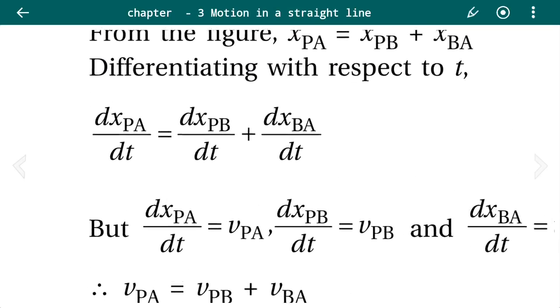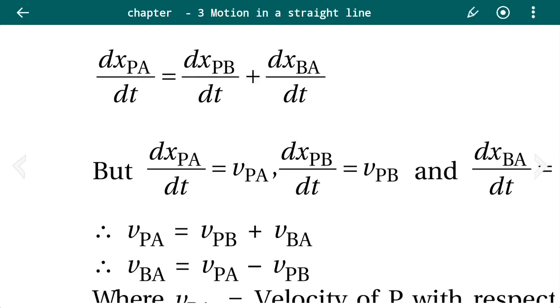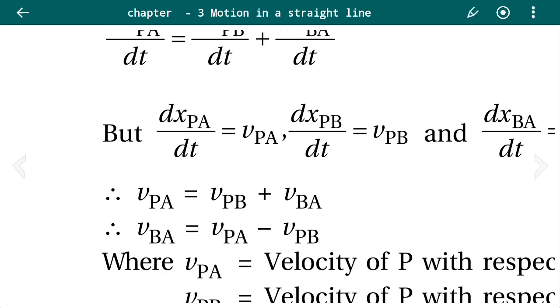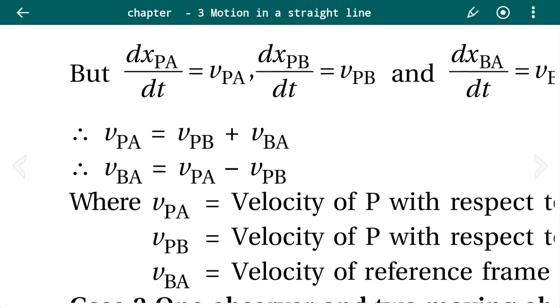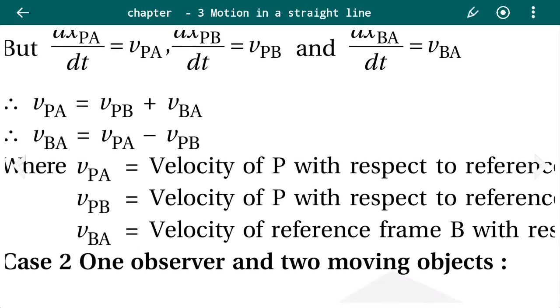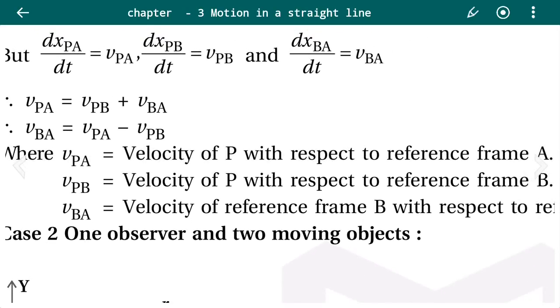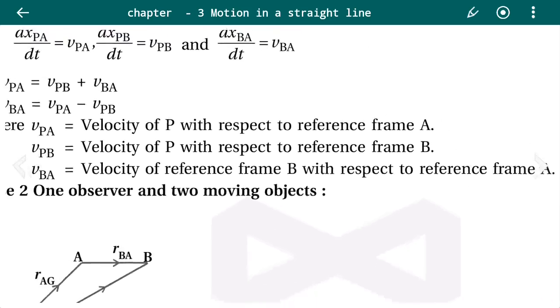So the same equation can be rearranged, right? Therefore we can write vPA equals vPB plus vBA. Rearranging that, taking vPB on the left hand side, it will become negative. So we get the equation vBA equals vPA minus vPB, where vPA is velocity of P with respect to reference frame A, vPB is velocity of P with respect to reference frame B, and vBA is velocity of reference frame B with respect to reference frame A.